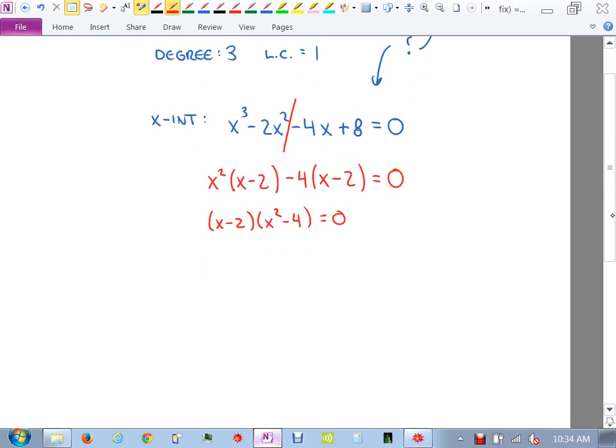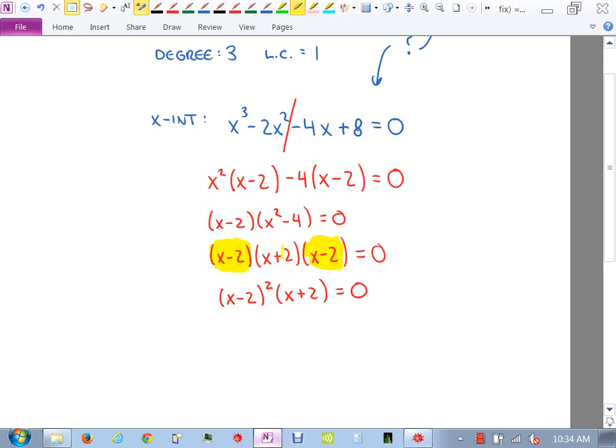But the x squared minus 4 turns into what? X plus 2, x minus 2? And now you may be tempted to say, okay, just set those equal to 0, right? However, 2 of them are the same, aren't they? So can't I write this x minus 2 squared times x plus 2? You must do that step. You must recognize common factors and put them together to create your squared. Because that's what's going to allow you to know if you bounce or cross.